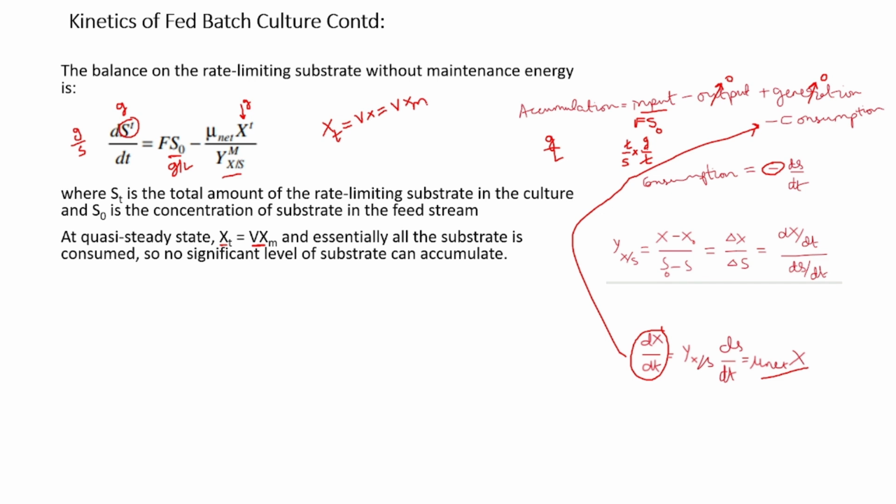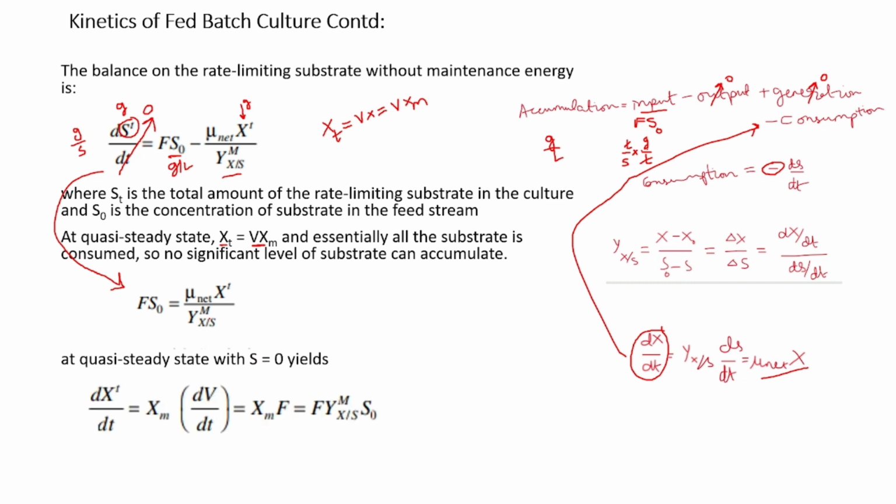Okay, so here in this equation, at quasi steady state, there will be no change in substrate, so dS/dt will be equal to 0. From this equation we can write F S0 is equal to mu net into Xt by Y_XS. So at quasi steady state with S equal to 0, we get dXt/dt is equal to Xm into dV/dt.